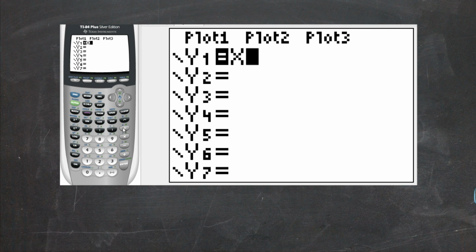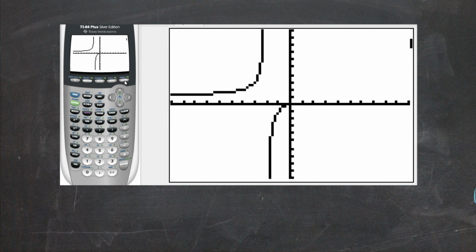We're going to hit divided by, parenthesis, and it's an x plus 2. Once again, let's enter and let's graph. There it goes, there it goes.